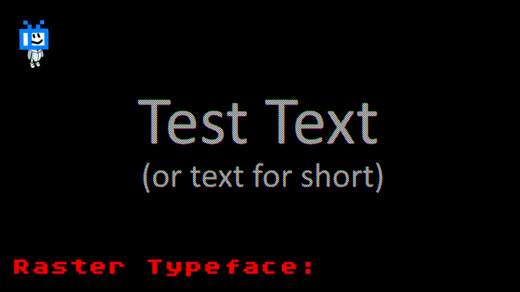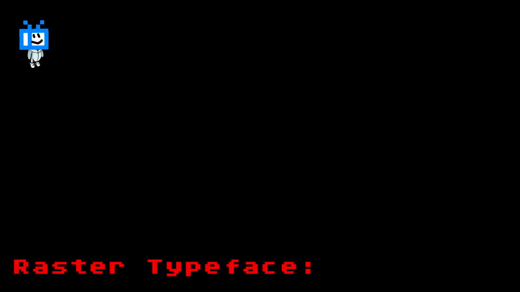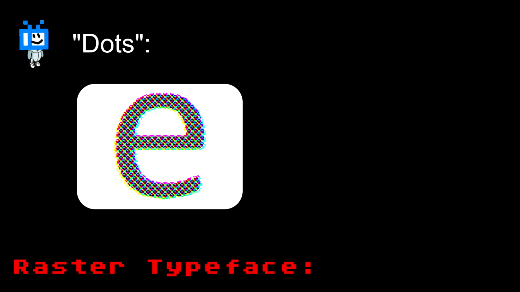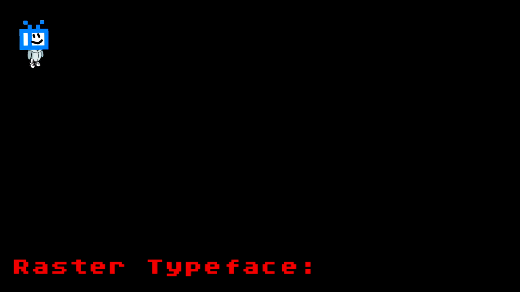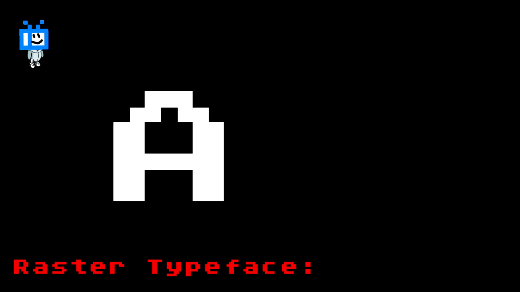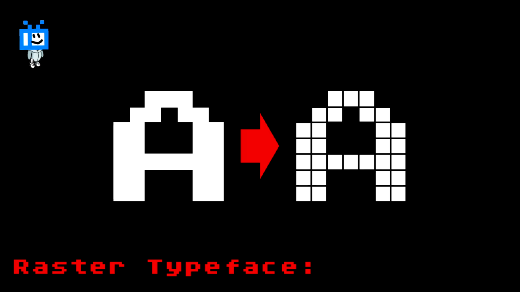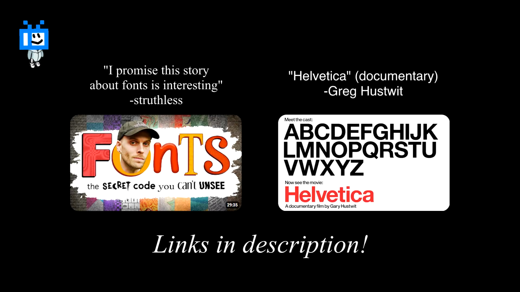And then there are bitmap or raster fonts. These are closer to just images where every character is made of dots or pixels. This kind of typeface is better for something like a pixel art font because that's basically what it is. Now if you're interested in fonts and still haven't watched these, here's a couple of videos I recommend.